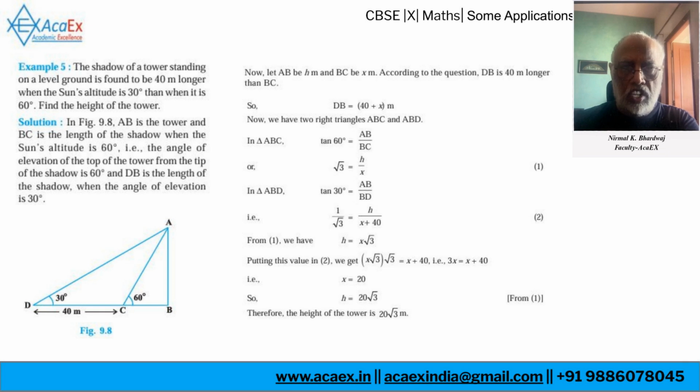Example 5. Shadow of a tower. Problem. The shadow of a tower is found to be 40 meters longer when the sun's altitude is 30 degrees than when it is 60 degrees. Find the height of the tower.